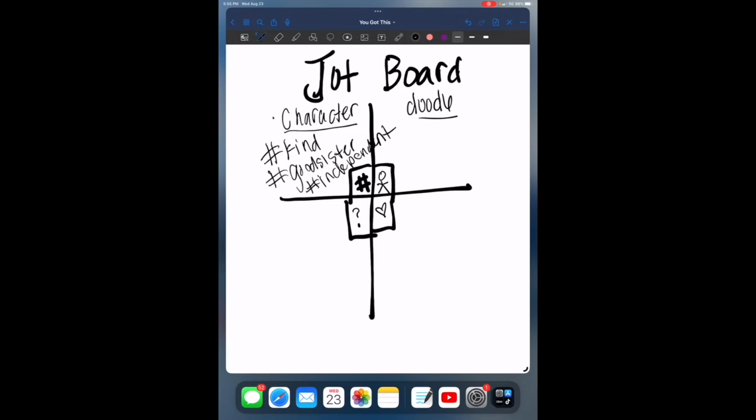I'm like, all right, in this box, you're going to doodle an image from this section that maybe shows that the character is independent or the character is a good sister. Something, again, that they have to infer. And they're going to use text evidence to infer it, and that's what they will doodle right here. I always tell them it does not have to be a Picasso. It could be stick figures.